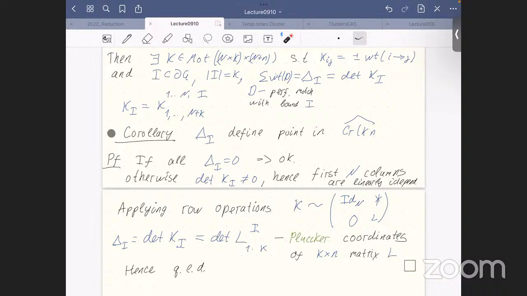Okay, okay. Permuting, you can safely assume that this minor is not zero. Moreover, using row transformations, you can make this part identity. Okay, thank you.